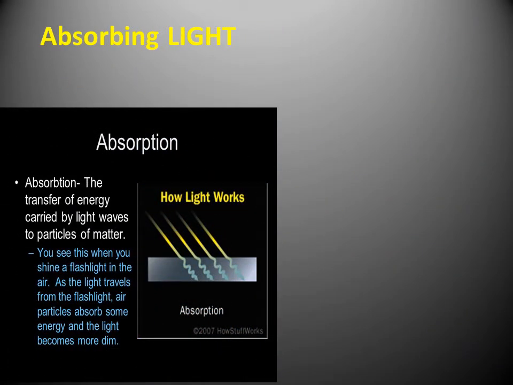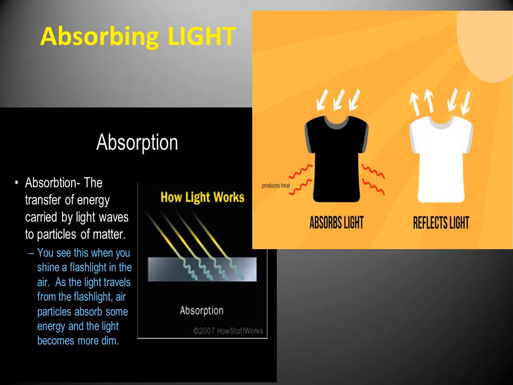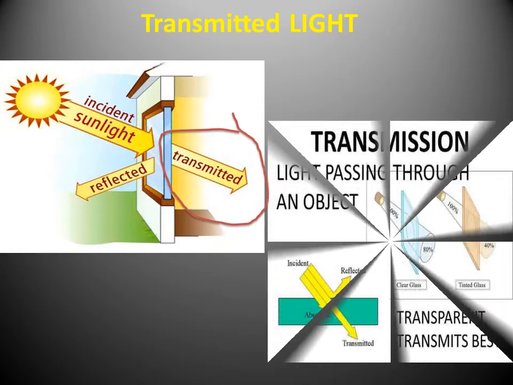There are some materials that take in, or absorb, most of the light that hits them. You cannot see light that is absorbed because it is not reflected back to your eyes. Dark-colored objects absorb more light than light-colored objects. For example, a black shirt absorbs more light than a white shirt. The light absorbed by the black shirt changes into thermal energy or heat. As a result, wearing a black shirt on a sunny day makes one feel warmer than wearing a white shirt.